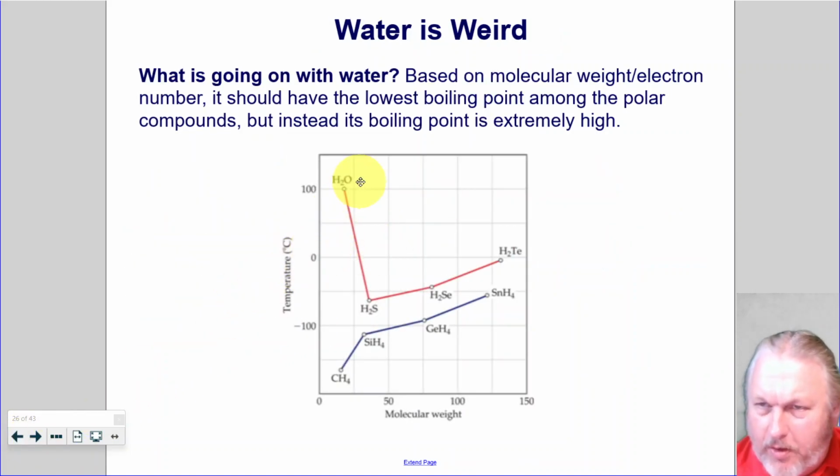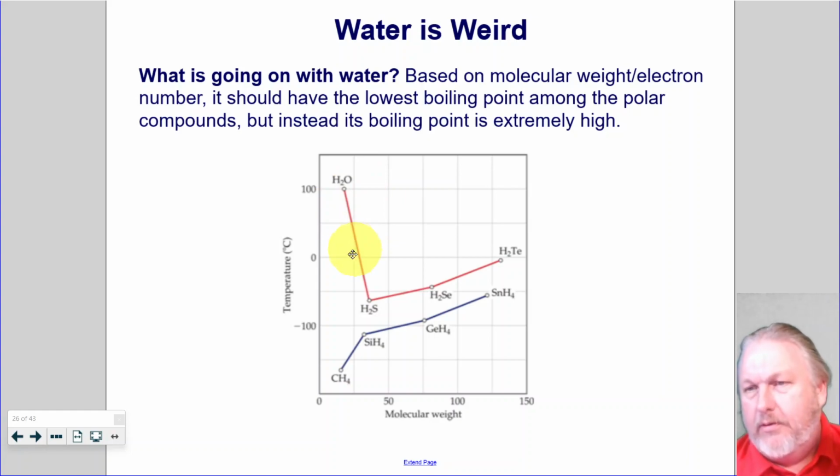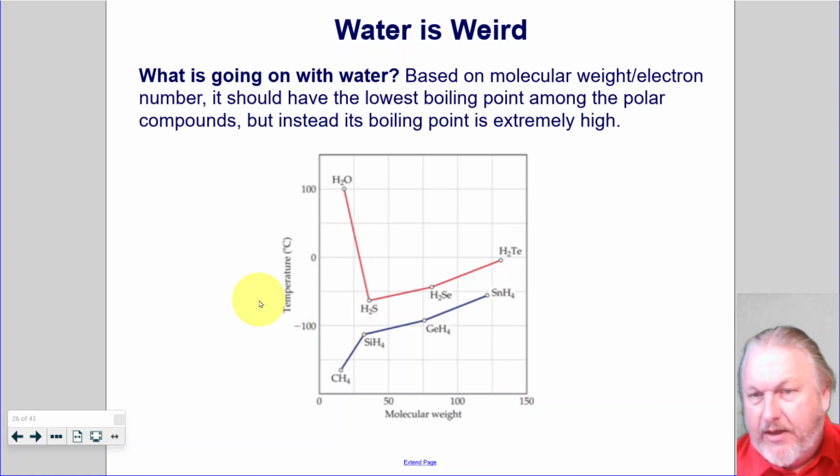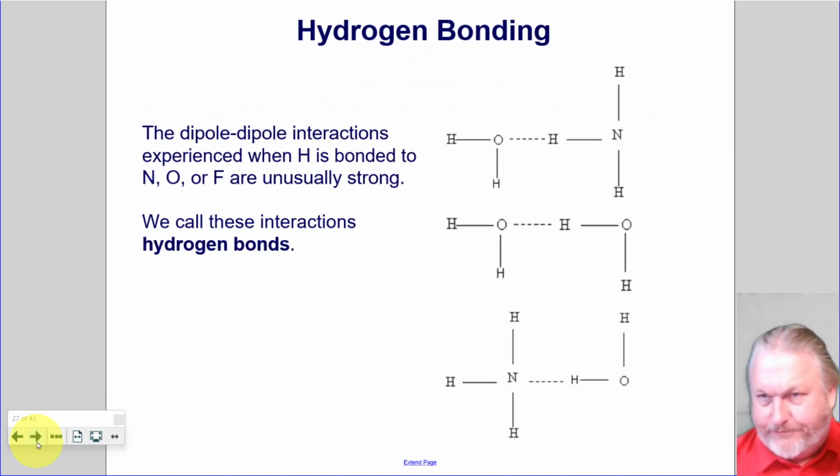What's going on with water? That's weird. Water should be down here somewhere. But if we base it on the molecular weight and the electron number, it should have the lower boiling point. But it doesn't. It has one of the highest boiling points, at 100. And this is one of the miracles of creation.